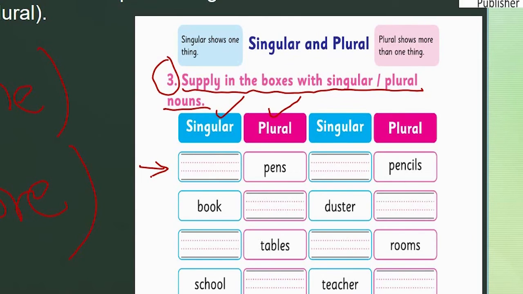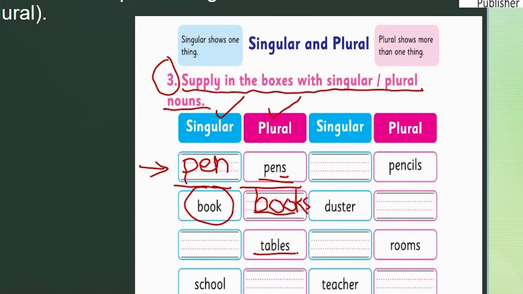Now the first one, the singular box is empty, but the plural box has a word that says pens. Pens. There's an S. That means there are more than one. But we have to fill it when it's only one. Pen. The next word is book. What will I write here to make it more than one? Books. Tables.